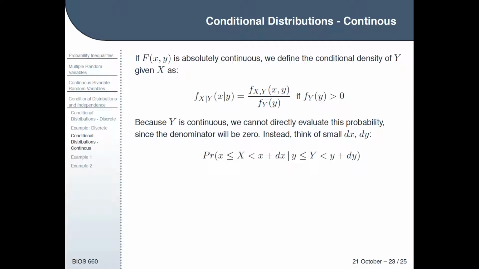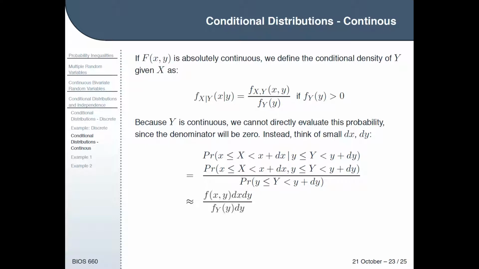And since y is continuous, we can't think of this in terms of probability, because the probability of observing any particular y is always 0. So once again, you think of it as small dx dy, and we're just dividing the relative probabilities. Oh, and it's denoted as f of x given y once again.